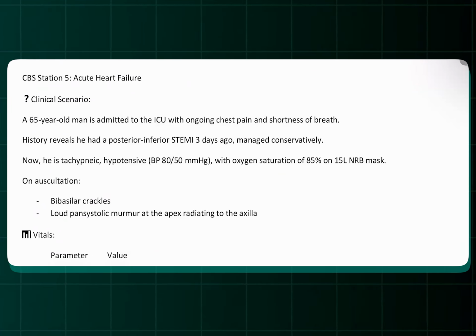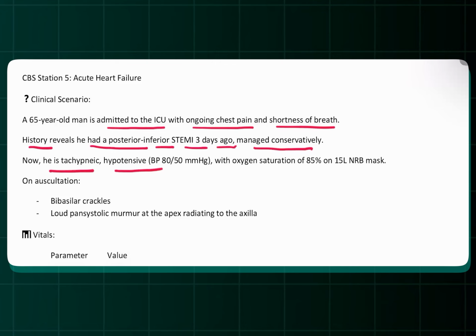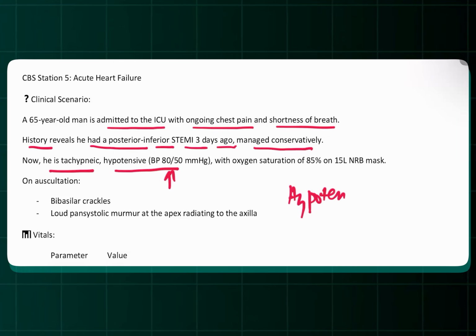We have a 65-year-old man admitted to the ICU with ongoing chest pain and shortness of breath. History reveals he had a posterior inferior STEMI 3 days ago managed conservatively. Now he's tachypneic, he's hypotensive, the BP is 80/50. What is the difference between hypotension and shock?